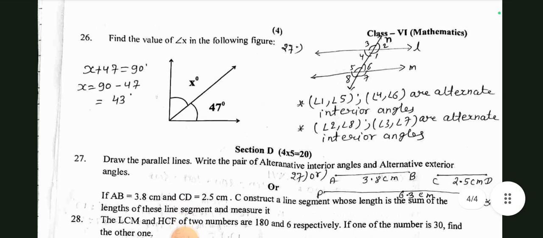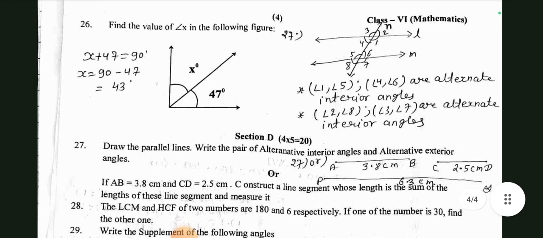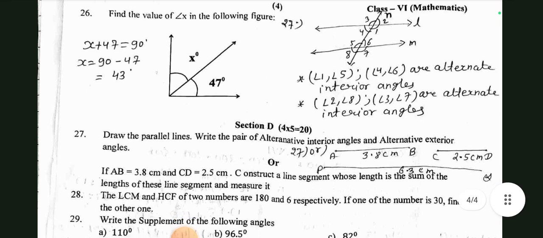Question 27, the question says to draw parallel lines. Here we have drawn line L parallel to M, and N is taken as a transversal. The question asks to write a pair of alternate interior angles and alternate exterior angles. Here we have named them: angle 1 and angle 5 are alternate interior angles, and angle 4 and angle 6 are also alternate interior angles. And for the second part, angle 2 and angle 8 are alternate exterior angles, and angle 3 and angle 7 are also alternate exterior angles.